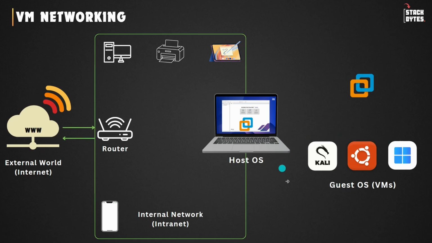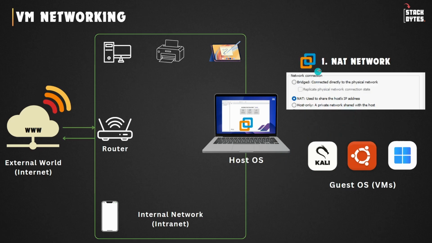Now, the first mode available to us is the NAT network, which is used to share the host IP address. See, our host OS is getting the internet connection from our router, right? But for all the VMs, the host OS will act as a router here to provide internet access to all the VMs. If any of our virtual machines needs an internet connection, we give that VM the NAT network so that our host OS will share its internet access with that particular VM.